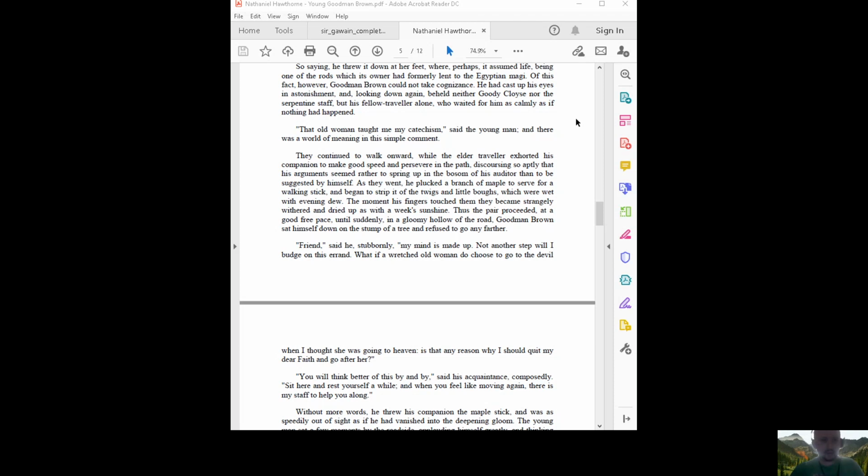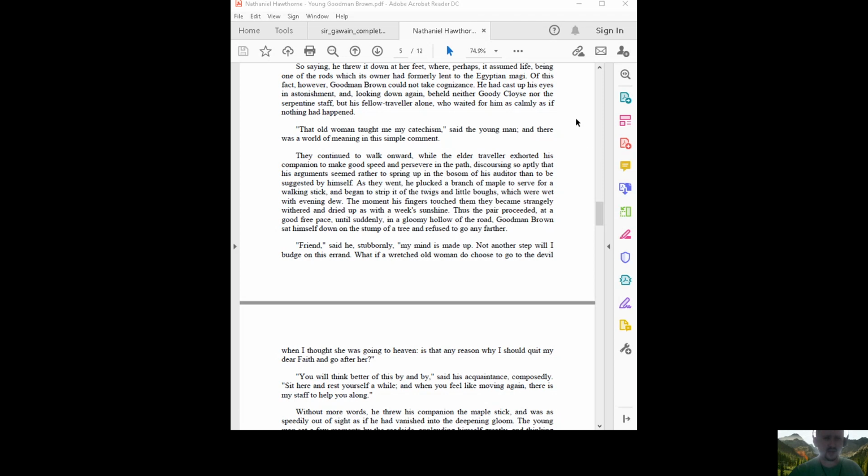Of this fact, however, Goodman Brown could not take cognizance. He had cast up his eyes in astonishment, and looking down again beheld neither Goody Cloyce nor the serpentine staff, but his fellow traveler alone, who waited for him as calmly as if nothing had happened.